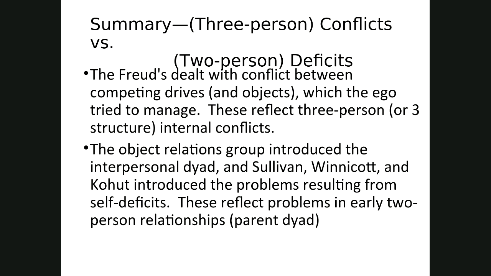So 3-person conflicts, you can think id, ego, and superego as the 3, or you can think of Oedipus and the queen and king as the 3 people involved, where the conflict is trying to find some resolution that meets multiple role obligations an individual has. But deficits, 2-person deficits, are different. They reflect chronic needs that were not met.